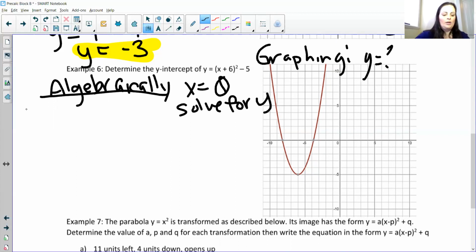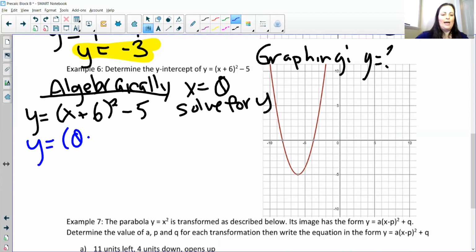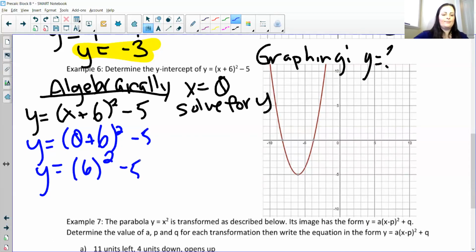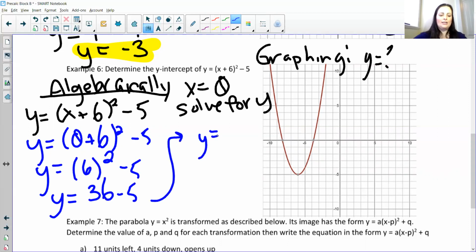Okay, so the equation is y equals x plus 6 squared minus 5. We're going to set x equal to 0, so we're going to put a 0 in for x. Okay, we're going to do this stuff in the brackets first. So 0 plus 6 is 6. We're going to do exponents next. So 6 squared is 36. And then we're going to do our subtraction last. 36 minus 5 is 31. So that is our y-intercept.